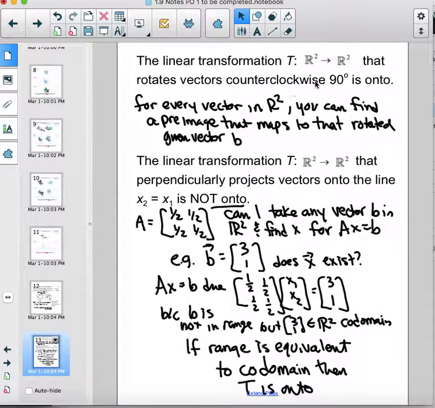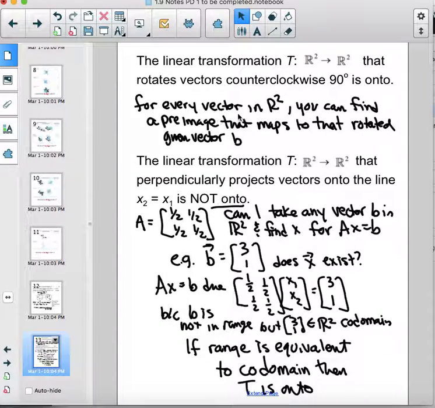The linear transformation from R2 to R2, for example, rotating vectors counterclockwise, that is onto. How do we know that's onto? Well, for every vector in two-dimensional space, you can find a preimage. So if I rotated a vector 90 degrees counterclockwise, then did it come from somewhere? Yeah, it came from a vector that if you rotated 90 degrees clockwise, that's the one that it came from.